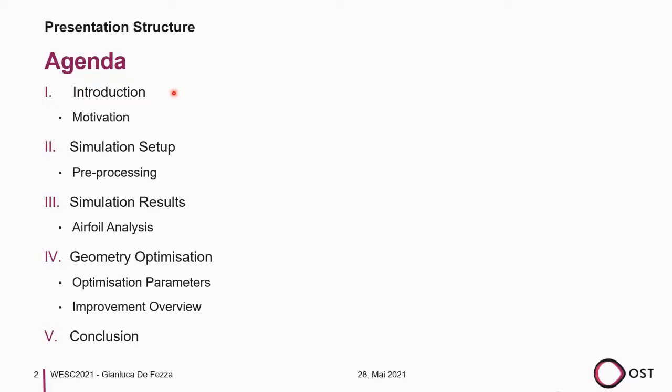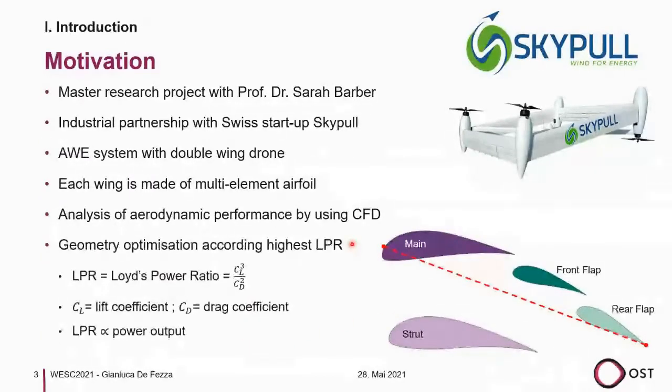I will start with the introduction, where I describe the motivation of this project. Then I will talk about the simulation setup, the pre-processing in specific. Then I will also talk about the simulation results, where the airfoil is analyzed. And then in part 4, we have the geometry optimization, where I talk about the optimization parameters and also the improvement overview. And in the end, we have the conclusion. So let's start with the introduction.